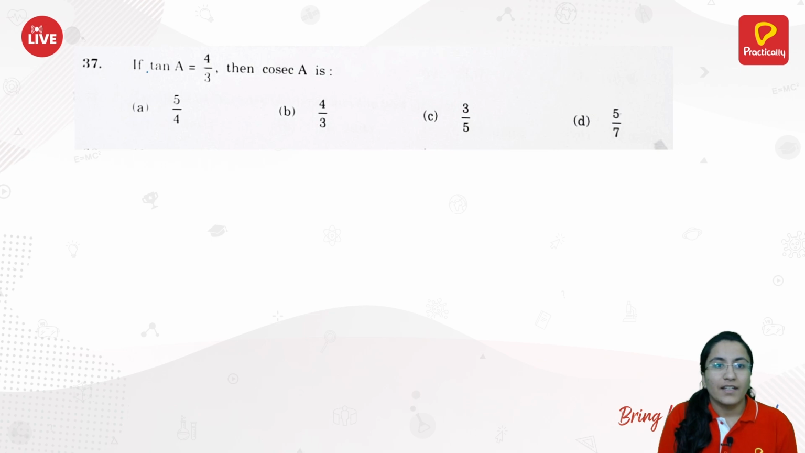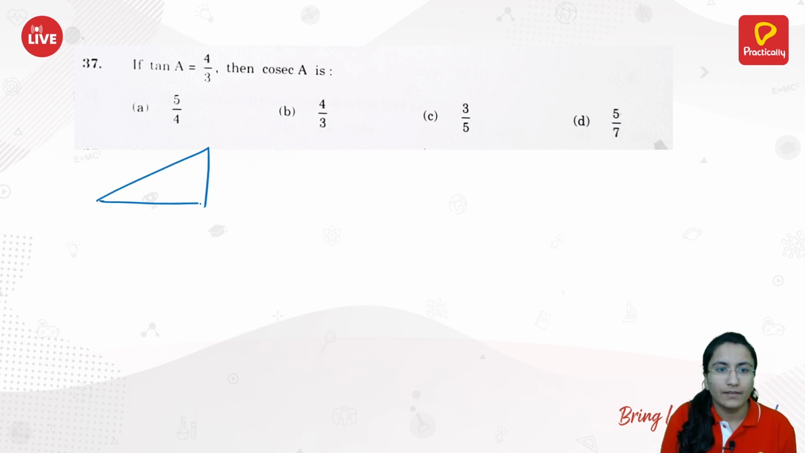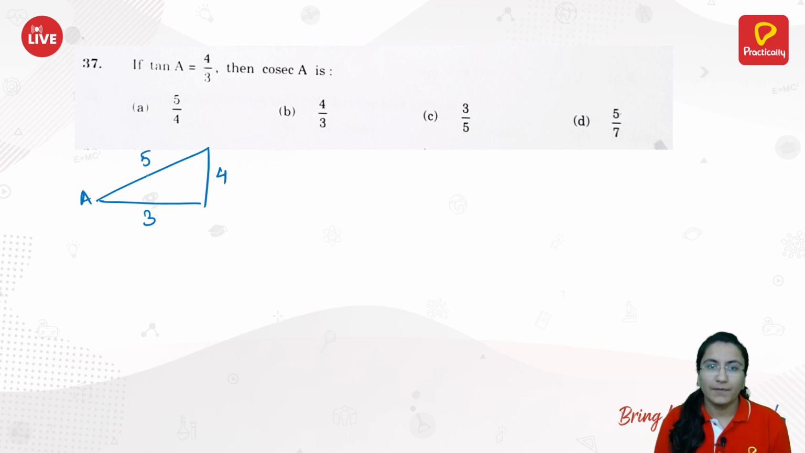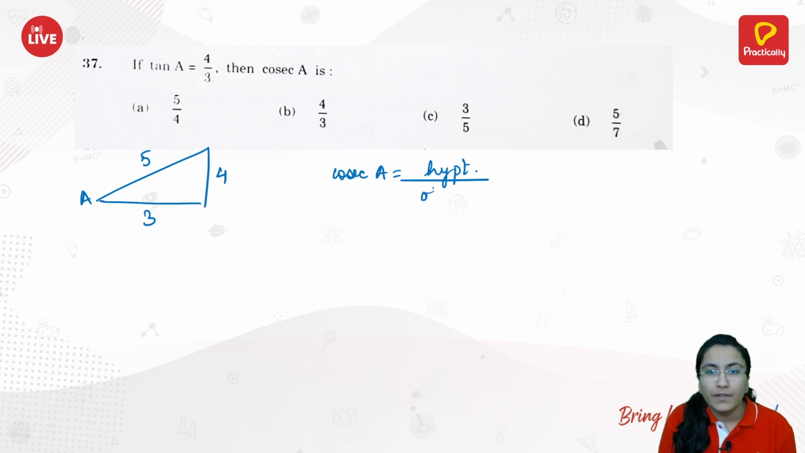Next, if tan A is equal to 4 by 3, then cosecant A is, we are given tan A, we can draw a triangle. This is A, so this would be opposite side over adjacent side. So this is 4, then this is 3, let's say. So this would be 5 definitely. We are supposed to find cosecant A. Cosecant A is basically hypotenuse over opposite side.